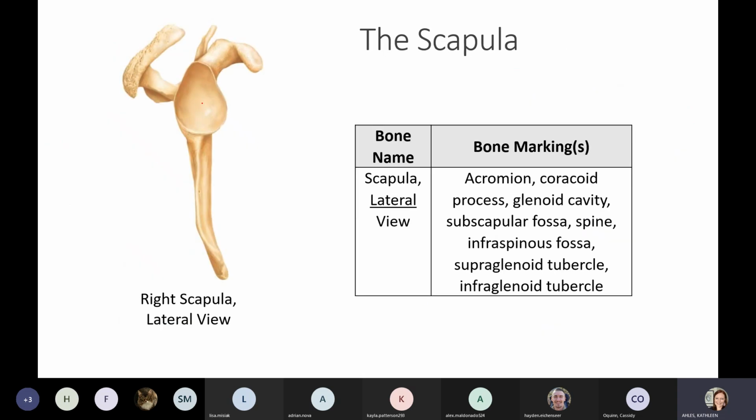Oh, one more view of that, sorry. We got our glenoid cavity here. Remember that the acromion is the marking in the back, and the coracoid process is the one on the front. This is the subscapular fossa, because this is the one that's pointing toward the front, touching the ribs. And I can see my spine all along here.